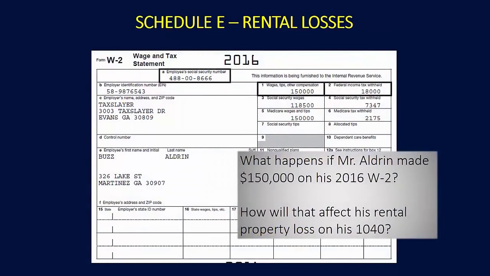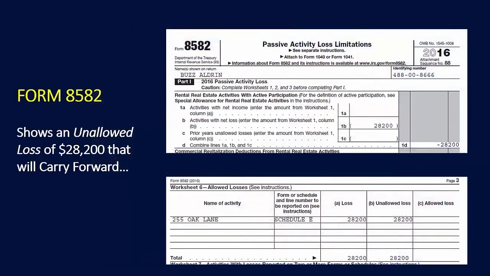So, what happens if Mr. Aldrin made $150,000 in Box 1, his wages, on his 2016 W-2? How's that going to affect his rental property loss that we've calculated on his 1040? Well, here's the Form 8582, shows an unallowed loss of $28,200 that will have to be carried forward.